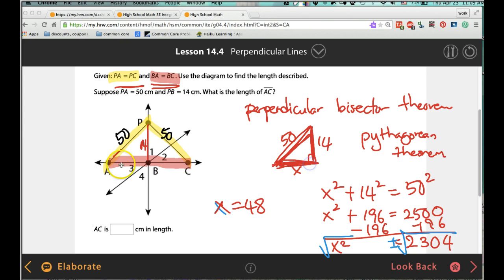So this is 48, but that's only this side. The question said we need to find the whole thing. So if this is 48, this is 48 as well. So 48 plus 48 is 96. And that would be your answer.